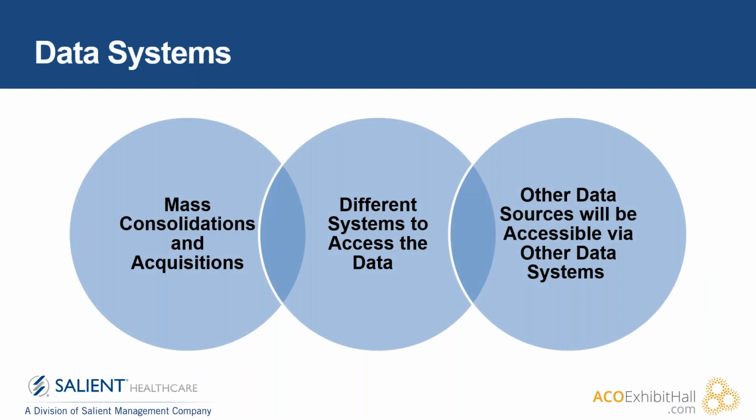Now that we've looked at all the challenges with the different data variances, I'm going to briefly cover the data systems themselves. Now, if you think about your typical healthcare organization, you're likely to have anywhere from 1 to 3 EMRs. And then due to mass consolidations and acquisitions, you might have larger healthcare systems with 8 or 9 EMRs. In each case, there's an individual process to access data in each EMR.